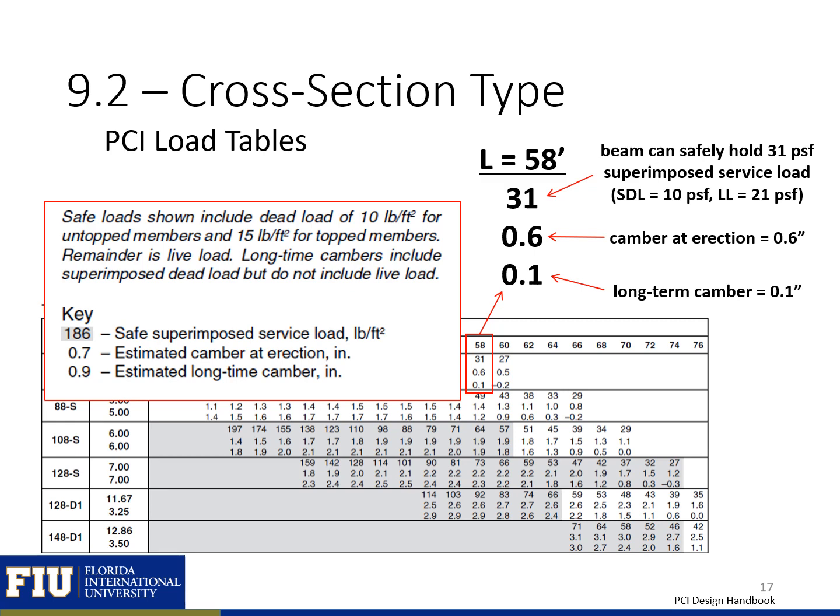Finally, the 3 numbers that are shown under the span length in each row designate the superimposed service load that the beam can safely hold. So here for a 58-foot span length in this first row, the beam can safely hold 31 pounds per square foot. This includes 10 pounds per square foot superimposed dead load and 21 pounds per square foot live load. The next number tells us the camber at erection, which here we see as 0.6 inches. And the last number is our long-term camber, which here is 0.1 inches. So we can use these values in our preliminary design.